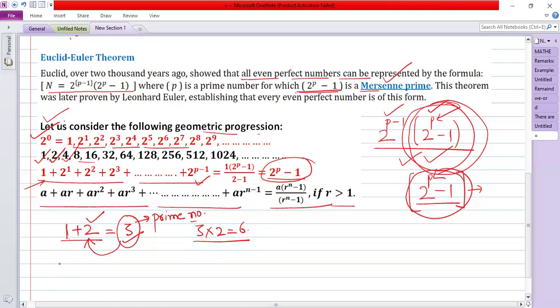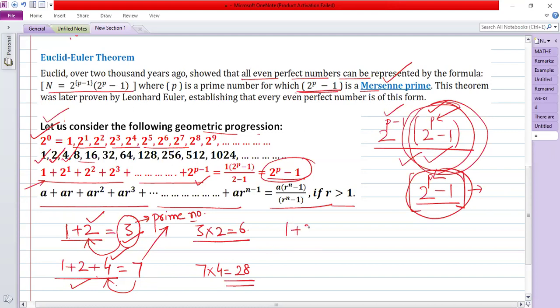Now let us carry on. 1 plus 2 plus 4, the sum of the first three powers of 2, gives us 7. 7 is also a prime number, and 7 into 4, the previous number, gives us 28, the next perfect number. Now, once again, let's carry on.